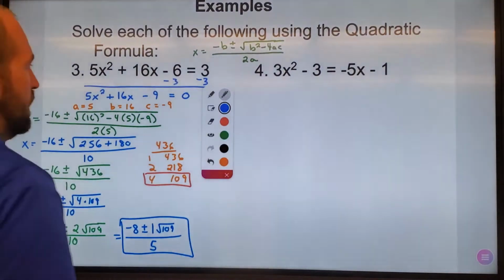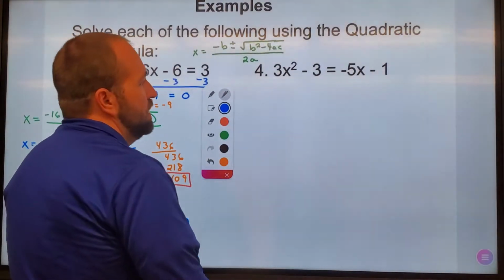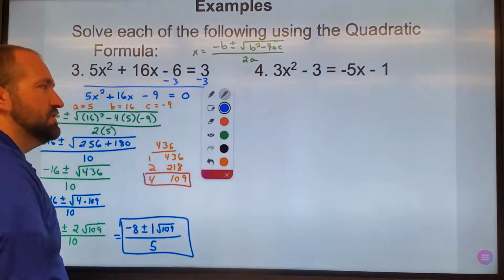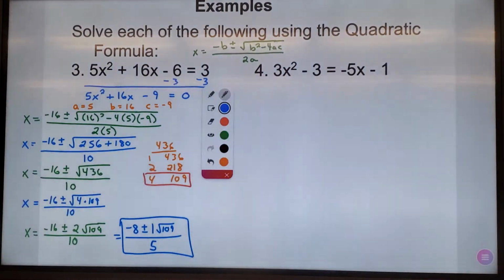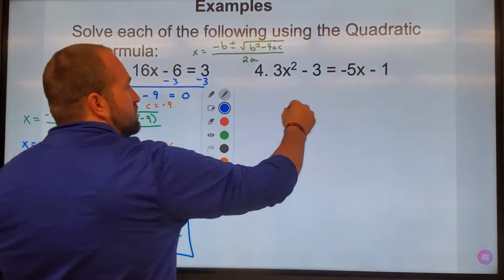Number 4, again, I need to move some stuff. And it doesn't matter here, and I don't think I've said this yet, if the x squared is negative, that's okay with this setup. X squared has to be positive on everything else that we've done so far. However, here, it doesn't have to be. But I'm going to shift everything to the left just because it makes it a little bit easier.